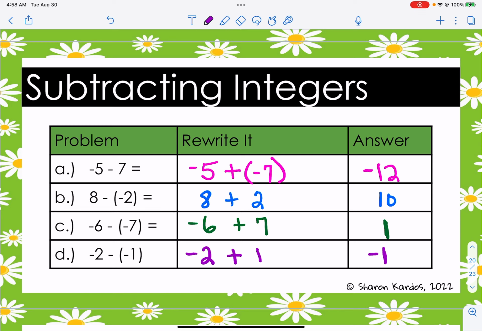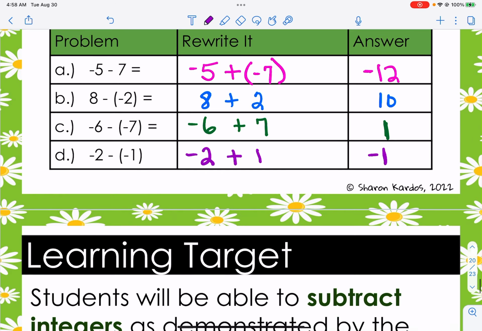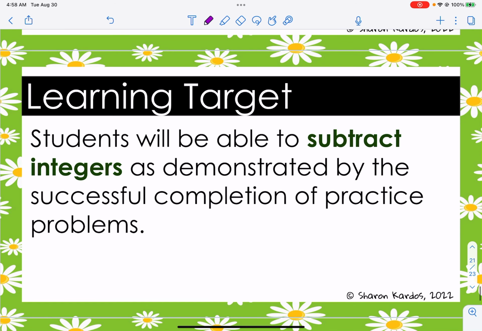So if you'll just remember, subtraction is the same as adding the opposite, or keep, change, opposite, then you won't have any difficulty doing these problems. And did we do our learning target today? Yes, we did. We are able to subtract integers now.